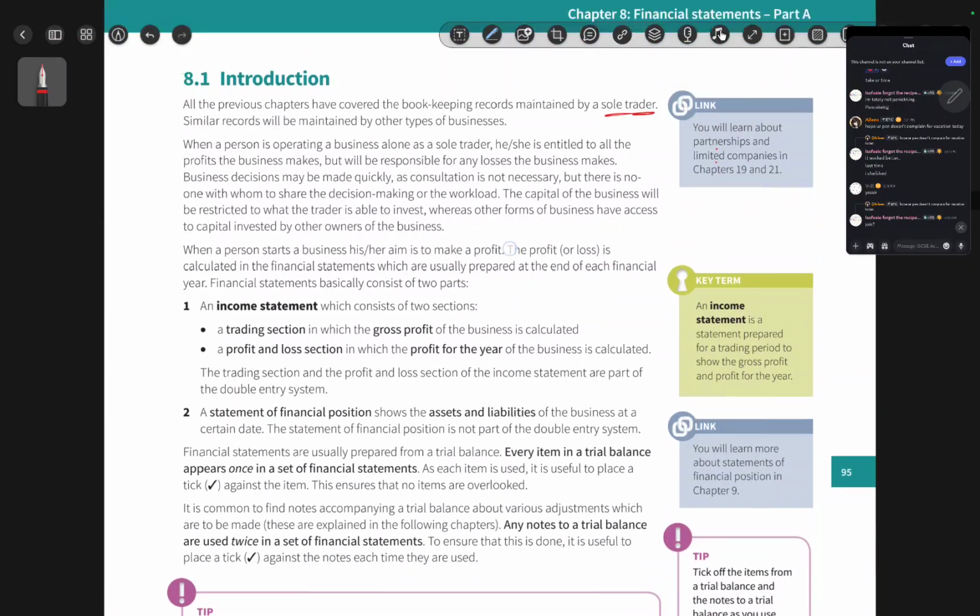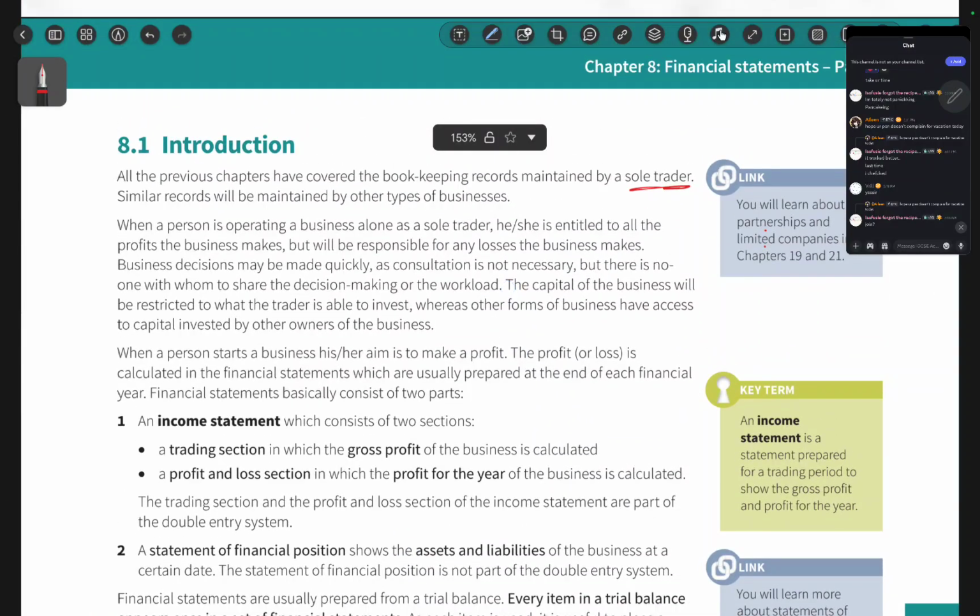When a person is operating a business alone as a sole trader, business alone means a sole trader. So a sole trader is the only owner of the business. He or she is entitled to all the profit the business makes. This is the advantage of the sole trader, that you get all profits, but will be responsible for any losses. That's a disadvantage you can say, but profit just covers it up. Business decisions will be made quickly. Consultation is not necessary. No one with whom to share the decision making or the workload. So this is the advantages and disadvantages.